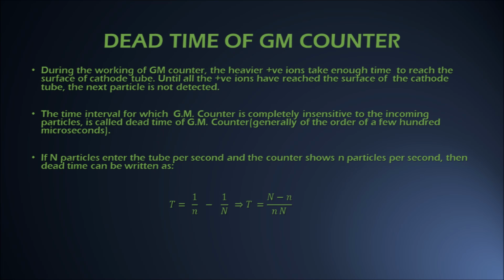Mathematically, it can be expressed by capital T equal to 1 upon small n minus 1 upon capital N, where capital N represents particles entering the tube per second and small n represents particles counted per second.